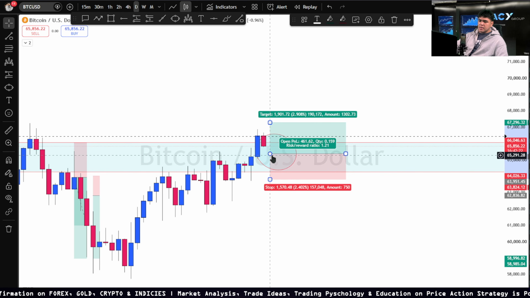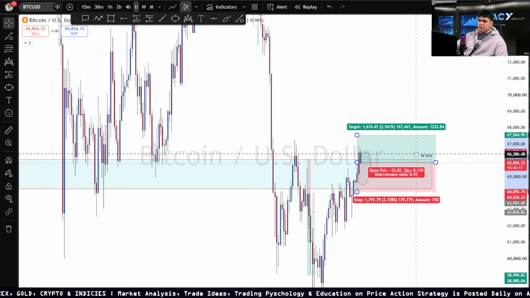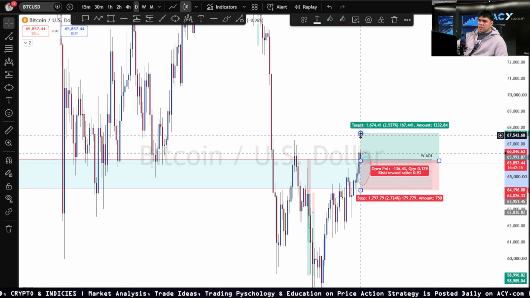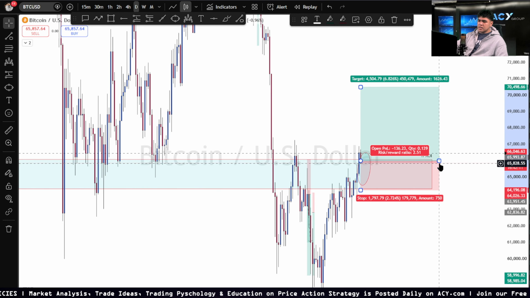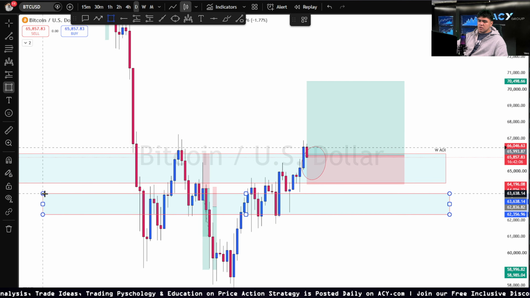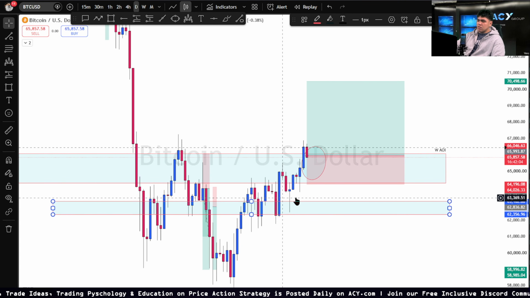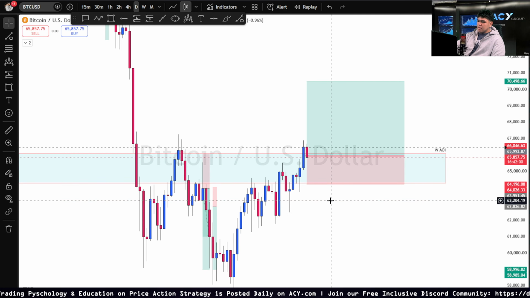Once candlestick confirmation has been created, wait for your entry signal, putting your stop loss a few pips below. Target a 1 to 2.5 risk reward. That's it on Bitcoin. Price has already broken out of this consolidation zone, so all we have to do is react and adapt. So that's it on Bitcoin.